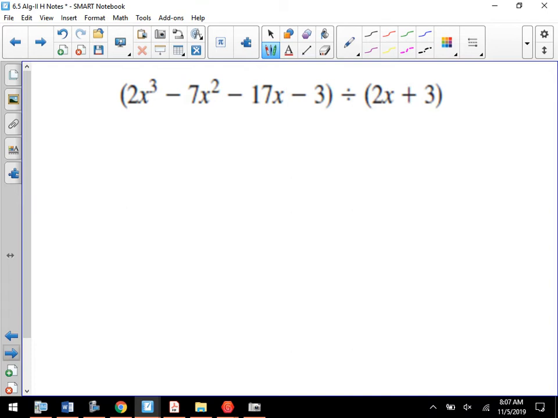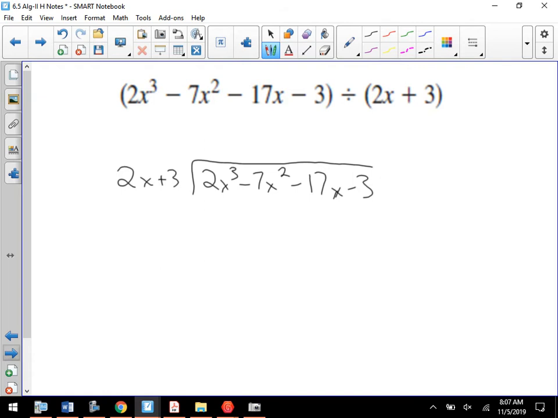Okay. Same idea. I have a third-degree polynomial divided by a linear. So, excuse me, when you start this one, a third-degree polynomial has to have how many terms in its sequence? Does it have all 4? Yes. Okay. So that's one of the first things you should ask yourself as you're going through. The outside is going to go 2x plus 3. On the inside will be 2x cubed minus 7x squared minus 17x minus 3.